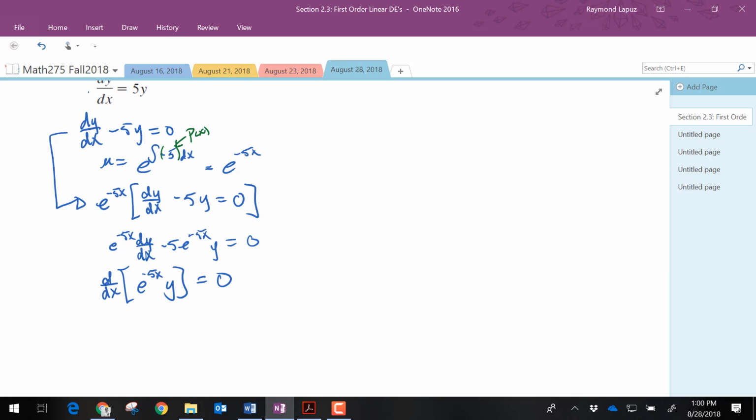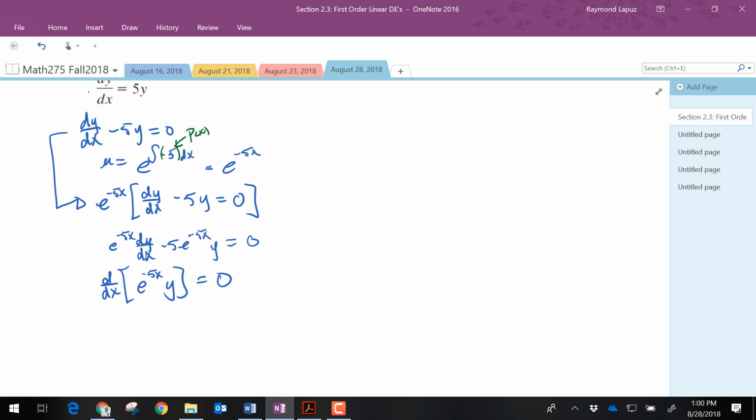Say it again. I don't know. No, because we still have to integrate, right? Because we're solving for y. So now that we got this left-hand side to look like a derivative of something, we're going to integrate both sides. And when we integrate 0, indefinite integral, that's going to be a constant.